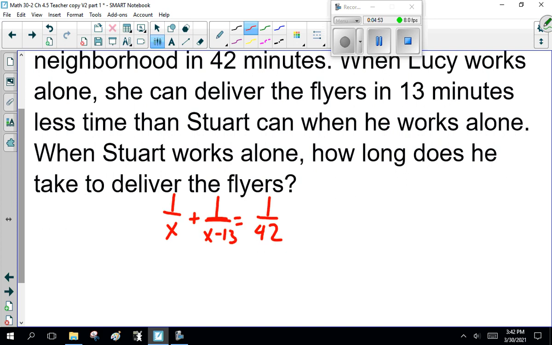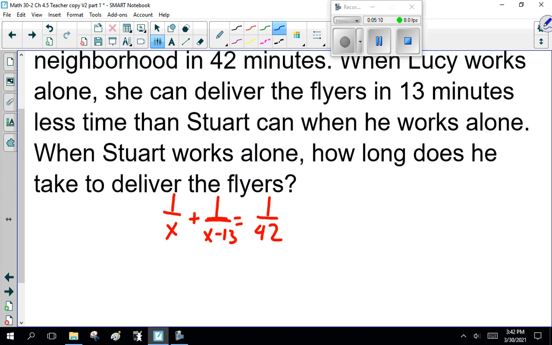Now, setting up the equation is an incredible pain. I won't be asking you to set up the equation. Well, sorry, I could ask you to set up the equation, I could ask you to solve it. I'm not doing both. But once you set up the equation like this, you're going, oh, 1 over x plus 1 over x minus 13 equals 1 over 42. How do you solve it?